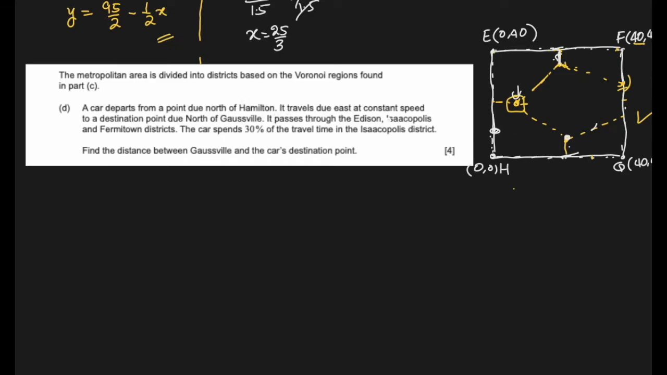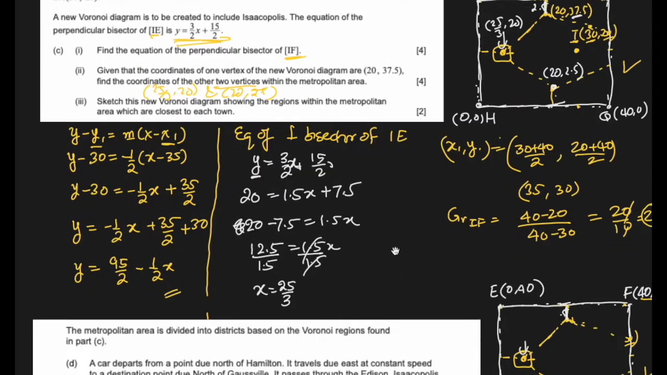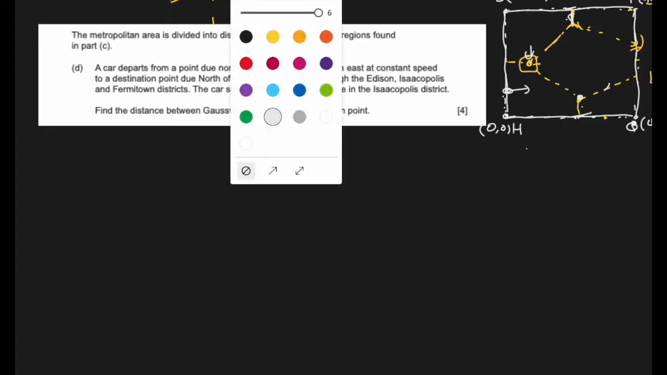It travels due east, this way, at constant speed. That is the good part. To a destination point due north of Goswell. Where is Goswell? Okay, Goswell is this one. This is not Q, it is G. So here somewhere. It passes through the Edison, Isopolis. I was here, right? Somewhere here.